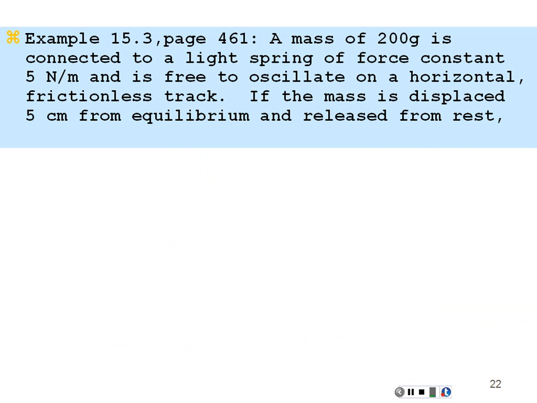All right, let's try another problem. A mass of 200 grams is connected to a light spring of force constant 5 newtons per meter, that's our k, and it's free to oscillate on a horizontal frictionless track. So we're going to just do something like this with the spring oscillating horizontally. If the mass is displaced 5 centimeters from equilibrium and released from rest, find the period of its motion. So we're going to take this mass, pull it 5 centimeters this way, and release.